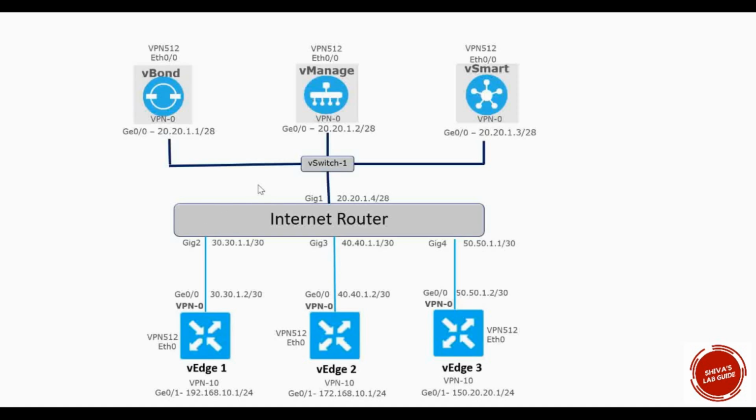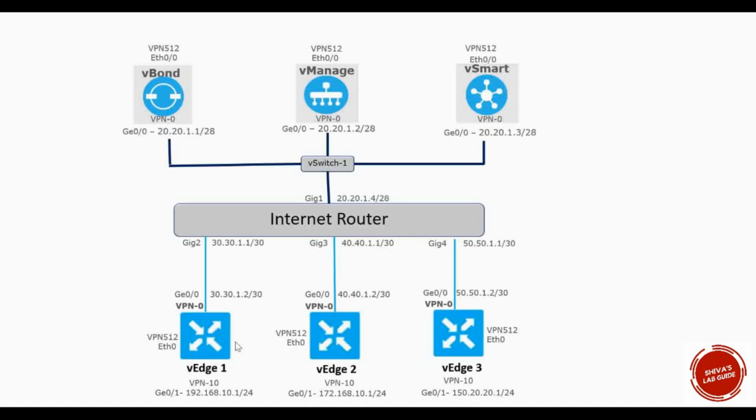So I'm using VMware ESXi hypervisor to spin my VMs. You can see all these devices in the topology are spun across the hypervisor only. You can use any hypervisor like KVM, or you can use EVE-NG or GNS3, but the connectivity should be like this. All the vBonds connected to one virtual switch, and that connected to an internet router. This is nothing but a virtual router CSRv, and from there I connected 3 vEdge routers.